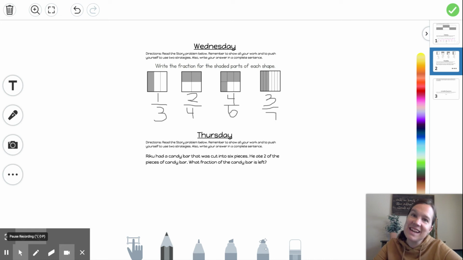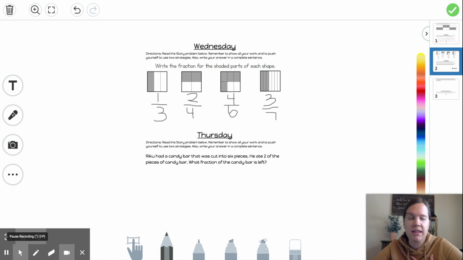All right, let's go ahead and take a look at Thursday. Thursday says Riku had a candy bar that was cut into 6 pieces. He ate 2 of the pieces of candy bar. What fraction of the candy bar is left?